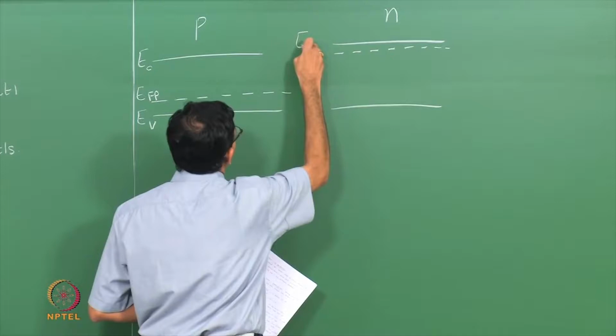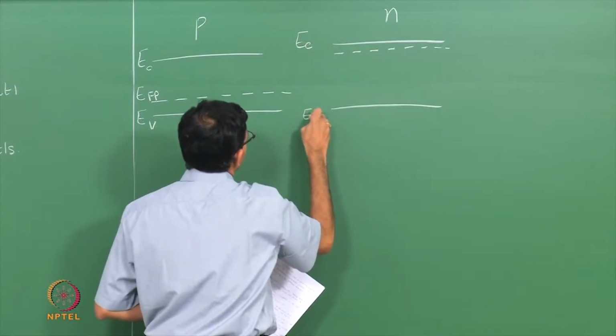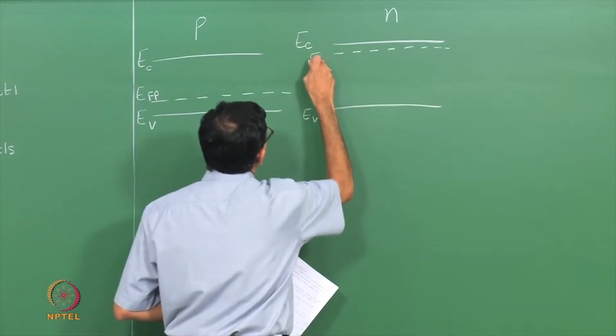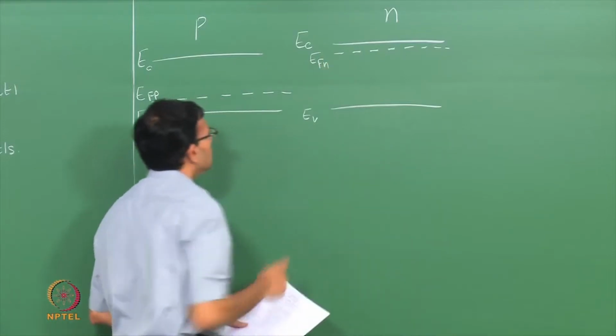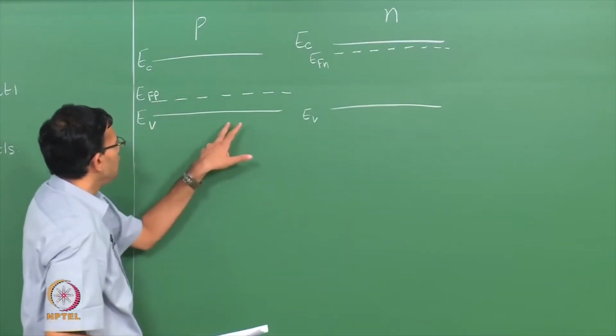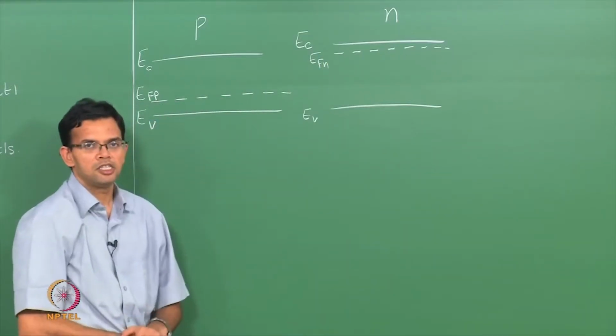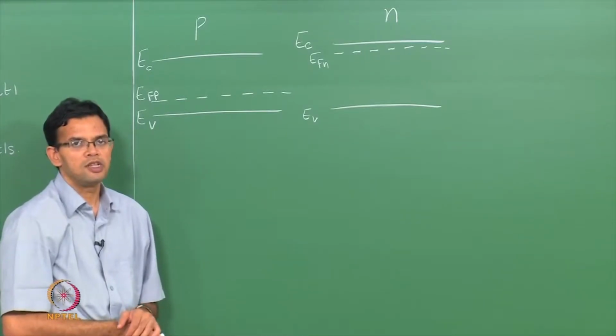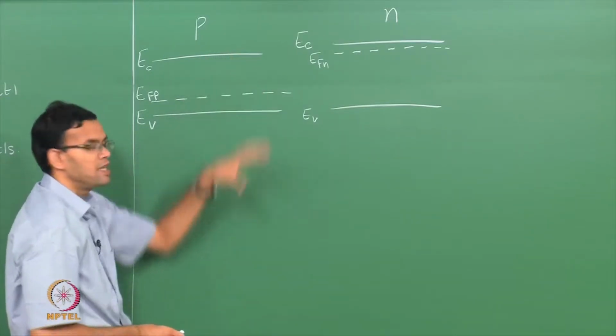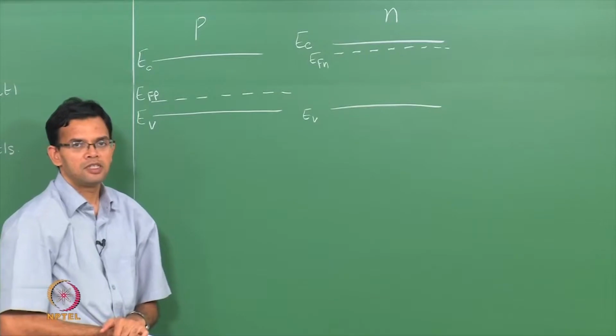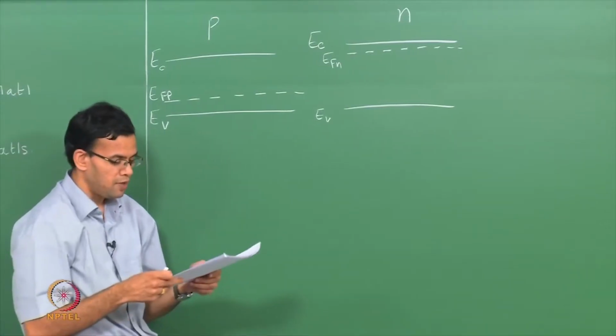Once again I have EC, EV and then EFN. The position of EC and EV does not change because both of them correspond to silicon, so the band gap is maintained. The only difference is where we place the Fermi level.